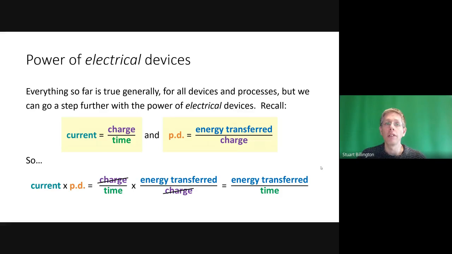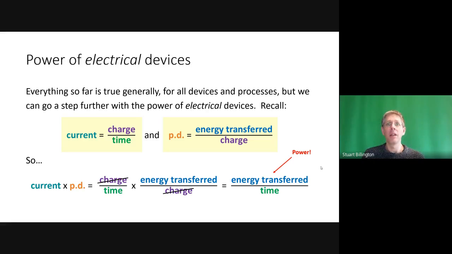You've got, say, a 3 on the top and a 3 on the bottom. 3 over 3 is just 1. They cancel each other out. Which leaves us with our formula that we're now familiar with, the energy transferred divided by the time, which is the definition of power.